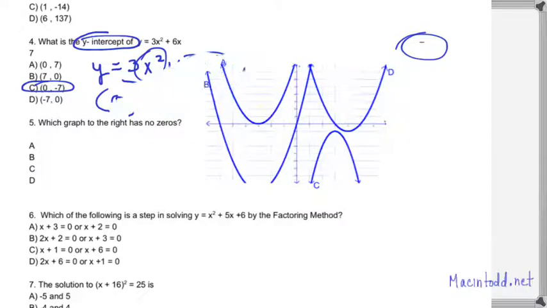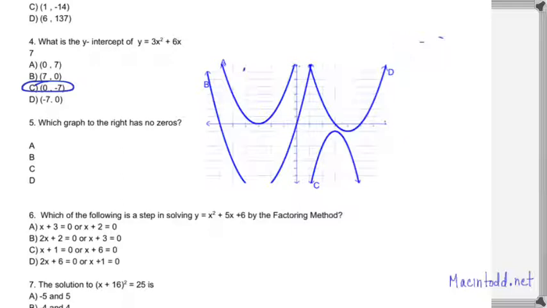Let's erase some of this stuff. Next question is, which graph at the right has no zeros? Remember, zeros are where you cross or touch the x-axis. So this one has zeros there. This graph has zeros. D has zeros. C right here, it never touches the x-axis.